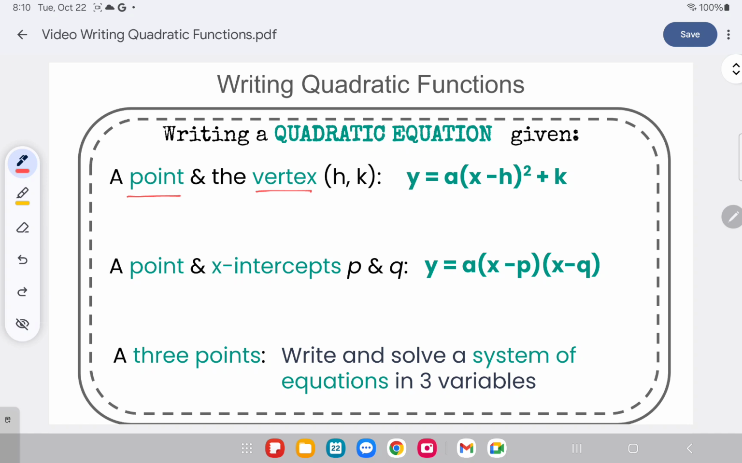To write something in intercept or factored form, we need to know what the intercepts are, and then we need any other point other than the intercepts. And then if we are going to write something in standard form, then we need to have at least 3 points that are on the parabola. Let's start with vertex form.